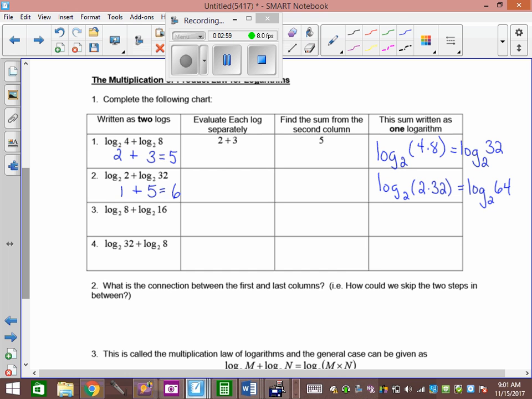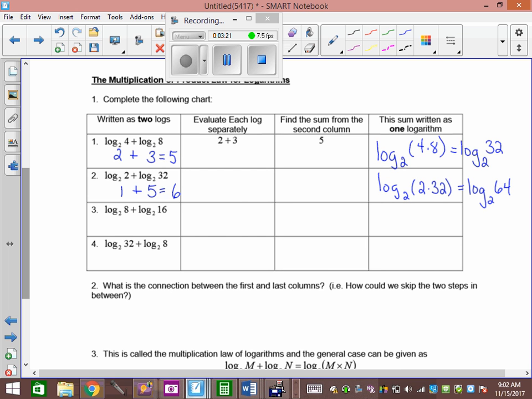Log b of m times n equals log b of m plus log b of n. Everyone's really good at going from log b of m plus log b of n to this, but everyone forgets that you can separate your multiplication out into addition. They forget this way and remember that way every single time. Remember, there's an equal sign between them, so they're equivalent.